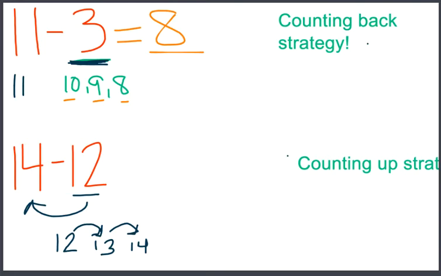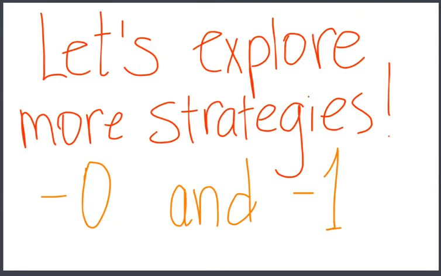Counting up 2 is much easier than counting back 12. So 14 minus 12 equals 2. Because 12 and 14 are so close together, we can count up. We started at the smaller number in the problem, and we counted up to the bigger number. 14 minus 12 equals 2. So we are going to continue and let's explore more strategies.